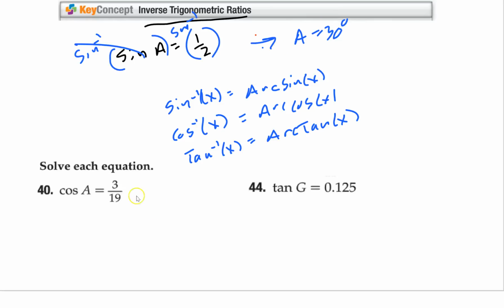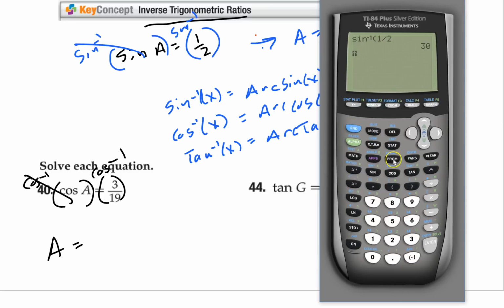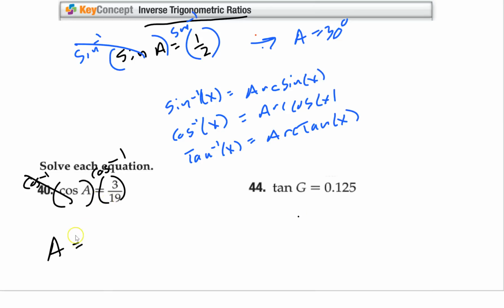The one out here, same idea. I want to get rid of the cosine, so let's do cosine inverse of both sides, or arc cosine. These cancel, you get a equals cosine inverse 3/19. So second cosine, 3 divided by 19. 80.9 is what I saw. So 80.9 degrees. And then same thing there, do tan inverse. We got the gist.